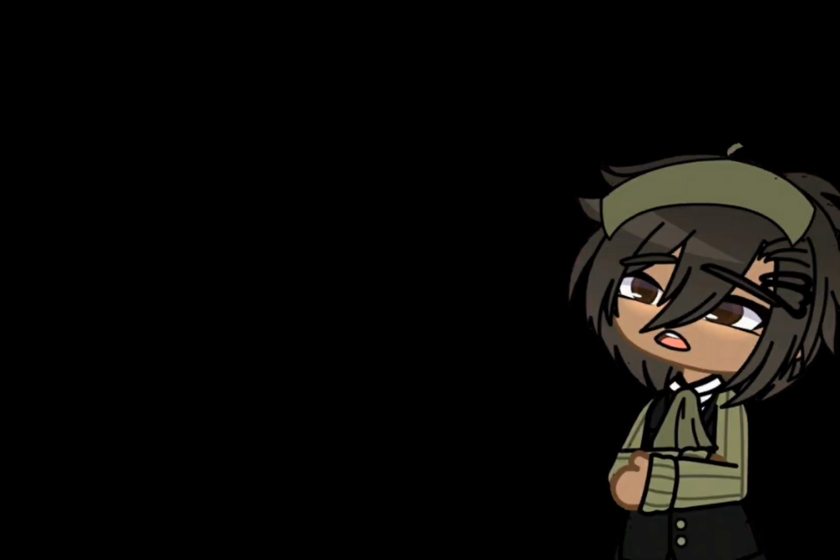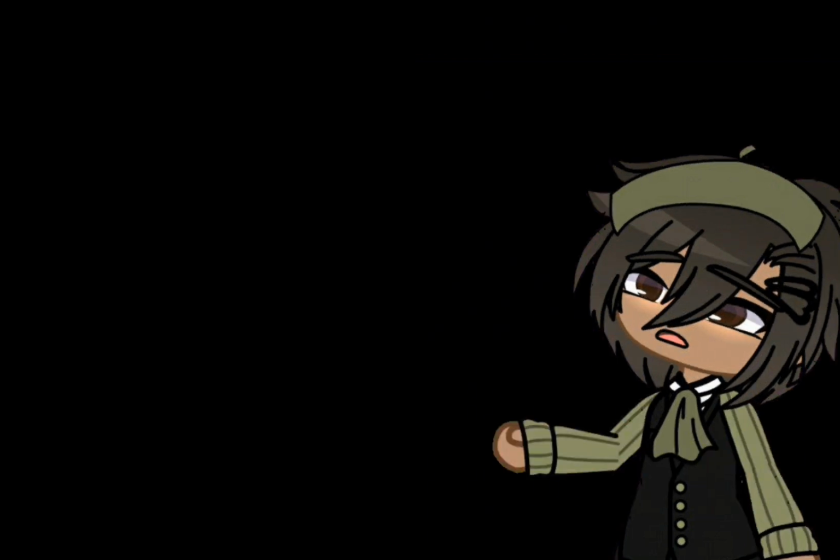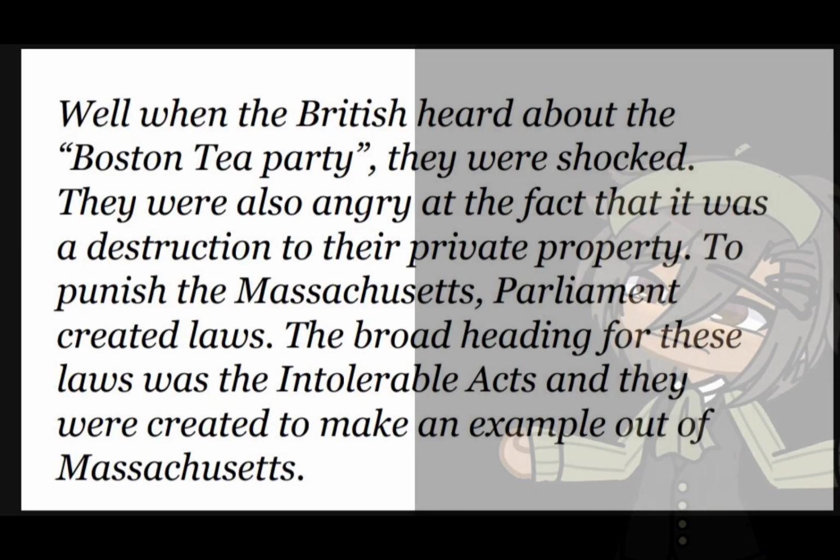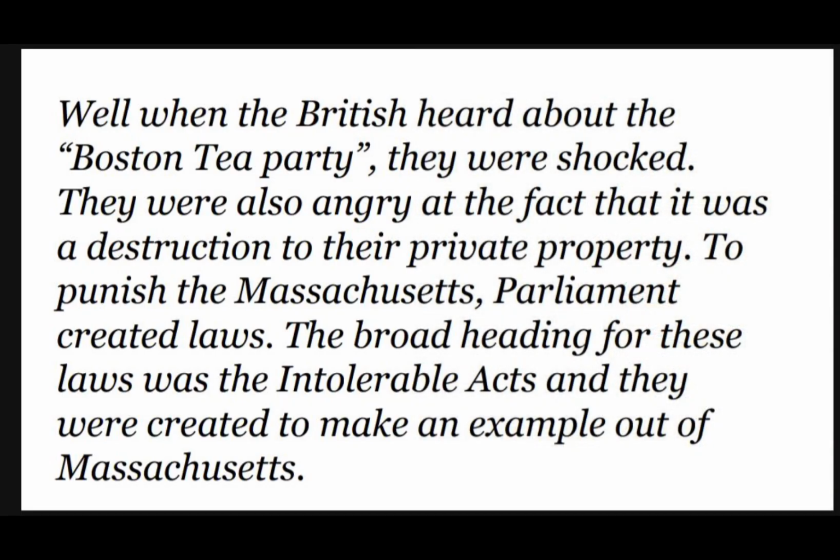Going back to what I said earlier, narrator, what did Britain do when they realized that the colonists of Massachusetts threw their quality tea overboard? Well, when the British heard about the Boston Tea Party, they were shocked. They were also angry at the fact that it was a destruction of their private property. To punish Massachusetts, Parliament created laws. The broad heading for these laws was the Intolerable Acts, and they were created to make an example out of Massachusetts.